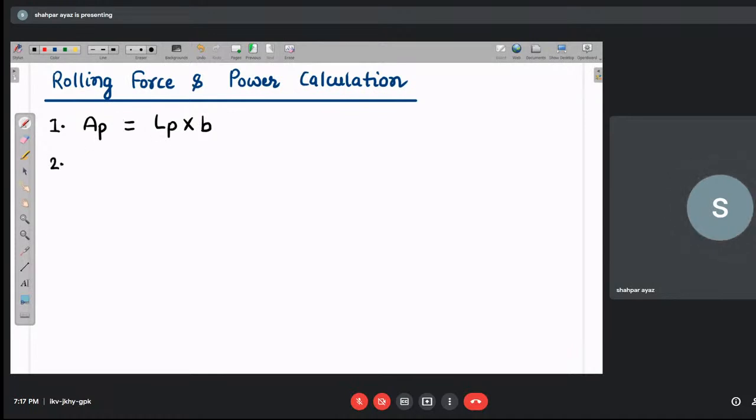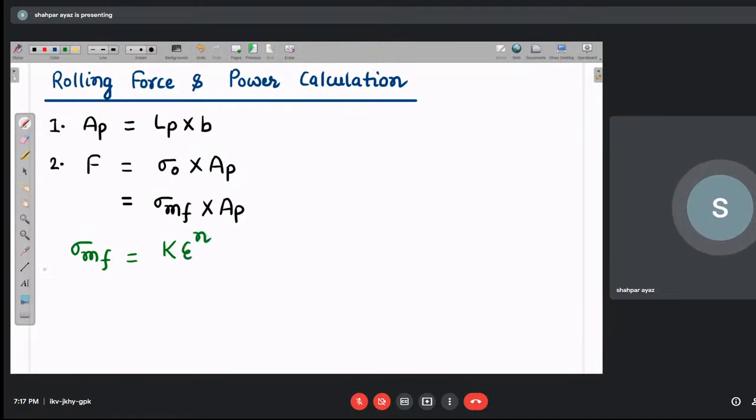Second step is the rolling force. Rolling force is your sigma naught into projected area. Yield stress is given. And sometimes if yield stress is not given, you can use mean flow stress into projected area. How can we calculate mean flow stress, my dear? Very simple formula. Mean flow stress is K epsilon to the power n divided by n plus 1. You know very well, K is your strain hardening coefficient, epsilon is your true strain, n is your strain hardening exponent, and n plus 1, right?